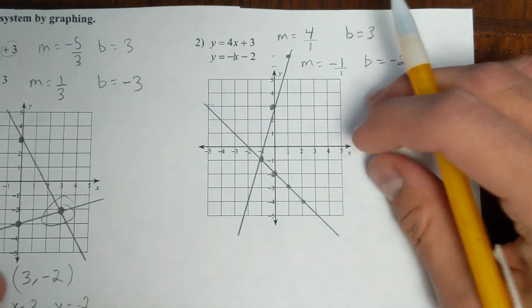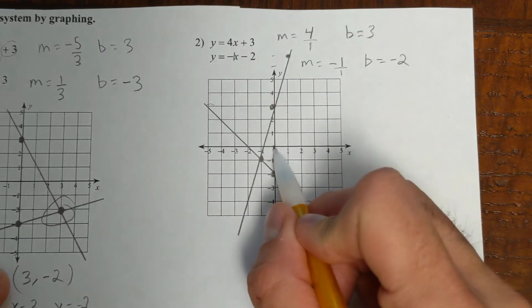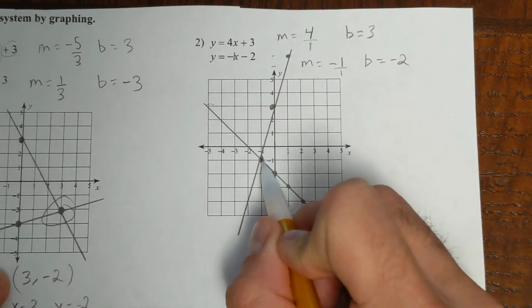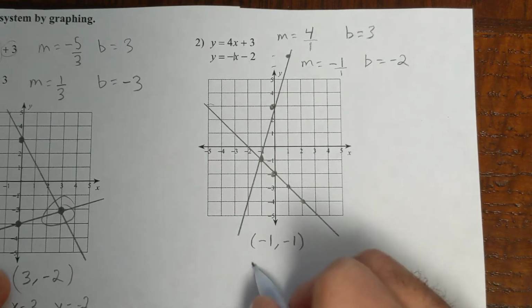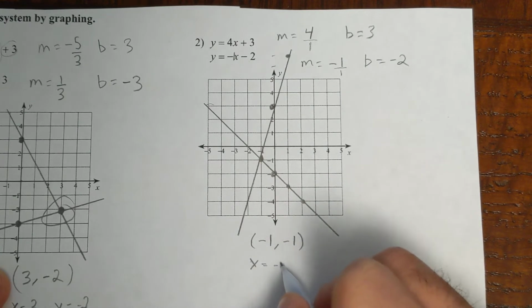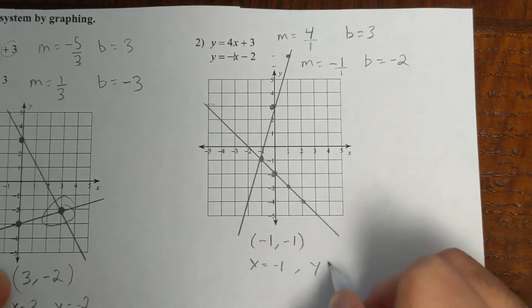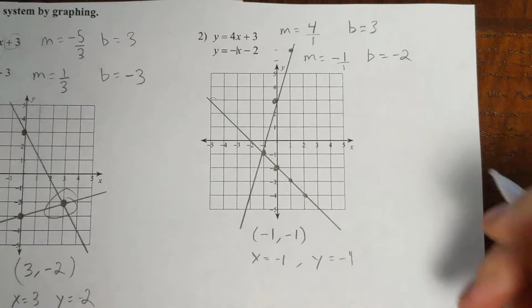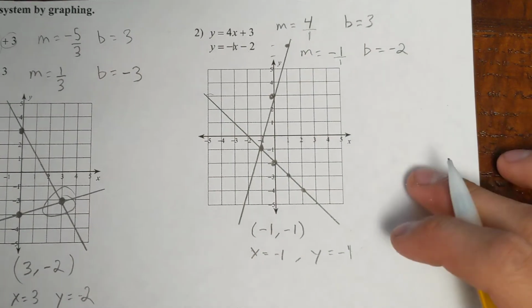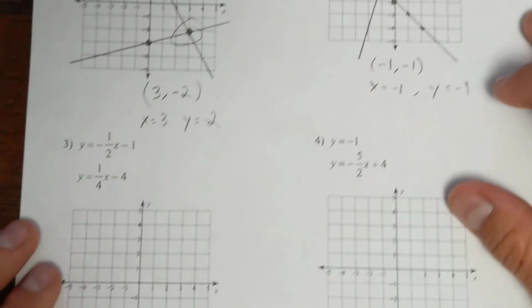All right, it makes a point of intersection. My point of intersection is at negative 1, negative 1. So my answer would be negative 1, comma, negative 1. Or you can write x is equal to negative 1 and y is equal to negative 1. All right, moving on to 3.